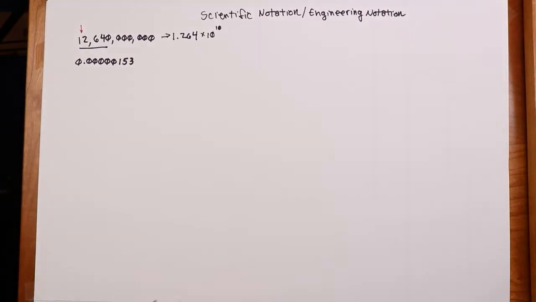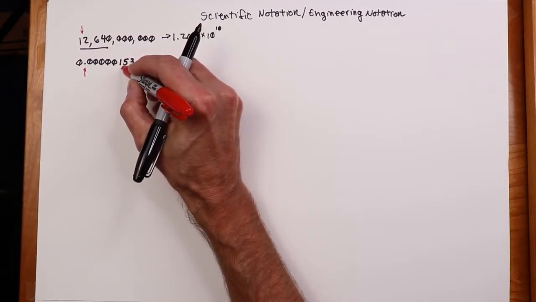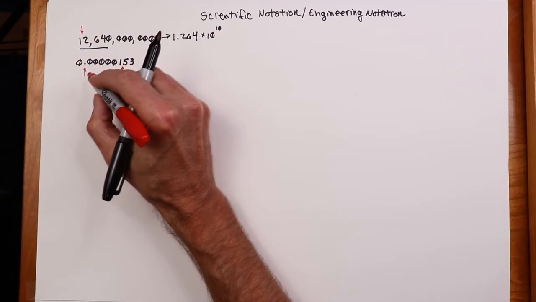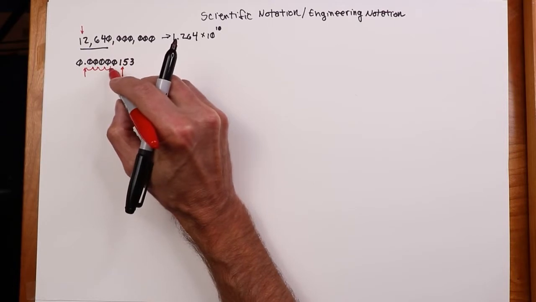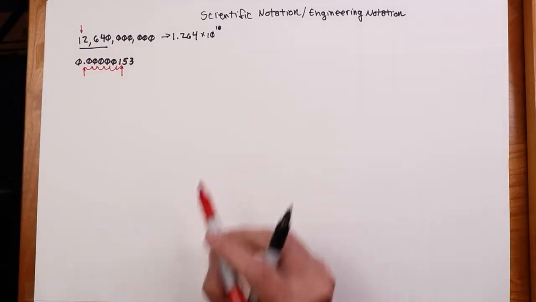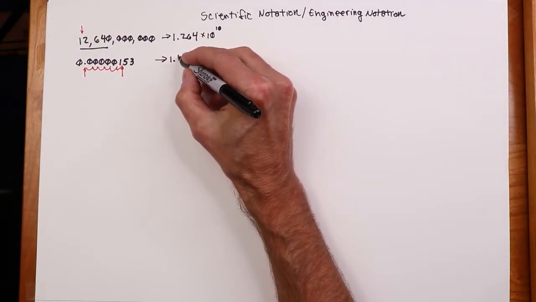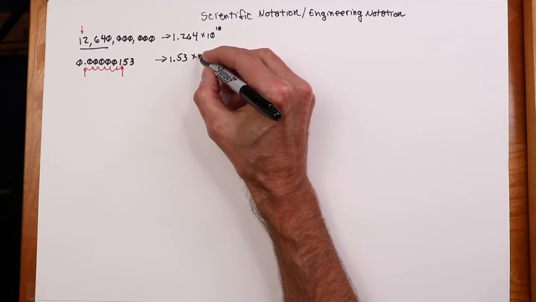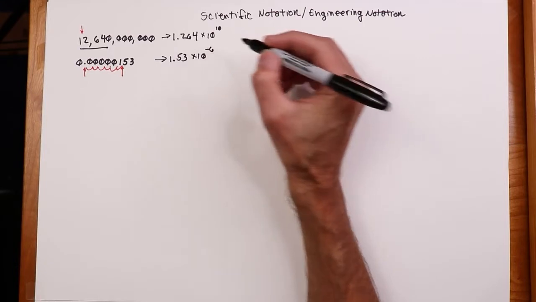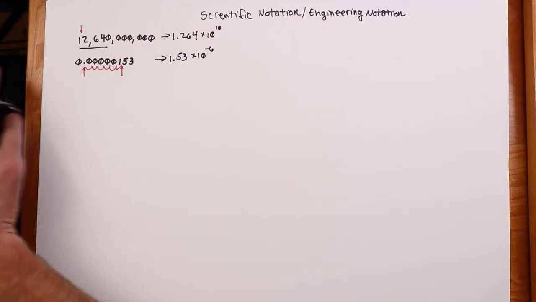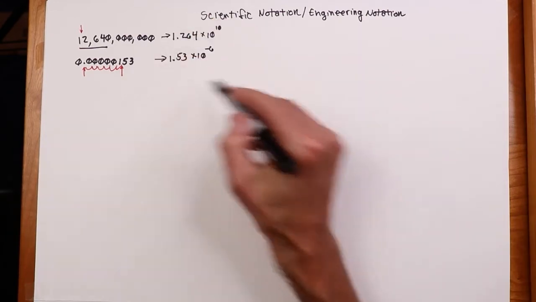Now, do the same thing over here on this little guy. How many times do I have to go down to get my decimal point right there? Well, I don't have little commas, so I'll just do it like this: once, twice, three, four, five, six. I've got to do that six times. So that's 1.53. Because we're going down, that's raised to the negative sixth power. If we're getting bigger, it's positive. If we're going down, it's negative. So this is the way we would write it.